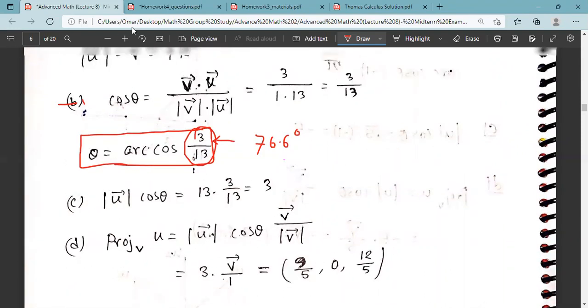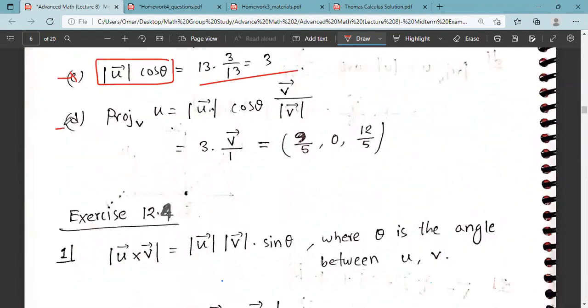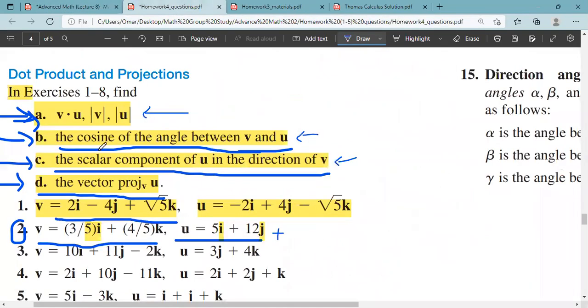Okay, so part C, the same thing here, u cos theta. And then D, the projection of u over v. So the same formula. Now let's go to exercise 12.4.